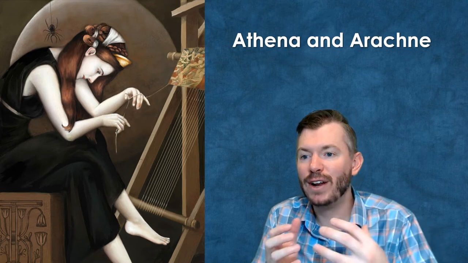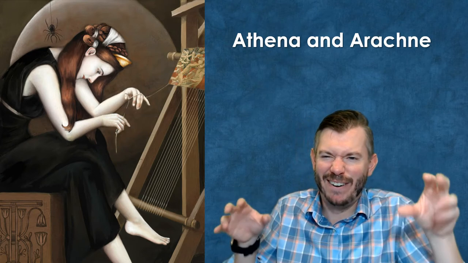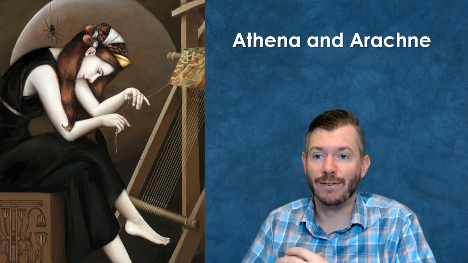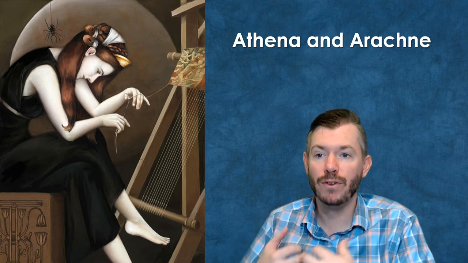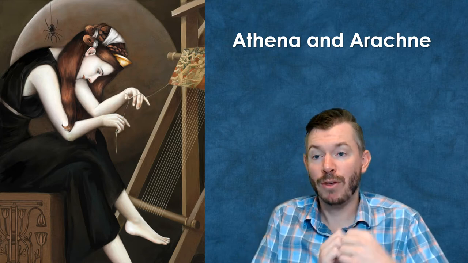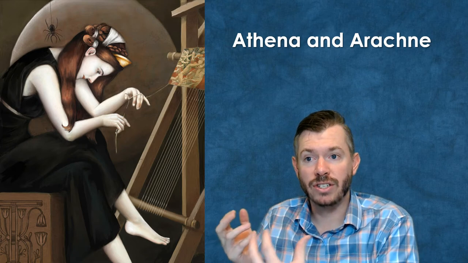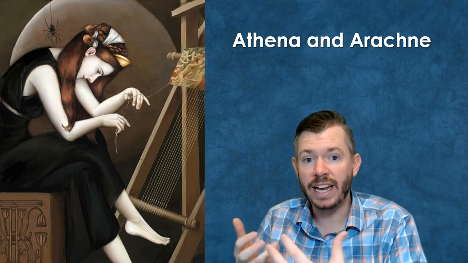Athena ends up turning her into the world's first spider, right? She's shrinking and getting hairy and growing legs and eyeballs. And what's happened is that she's kept her skill, right? She weaves these beautiful, beautiful, unique spider webs, but she's lost her humanity. So again, kind of a story to both respect the gods and a story to solidify Athena's association with weaving and textiles.